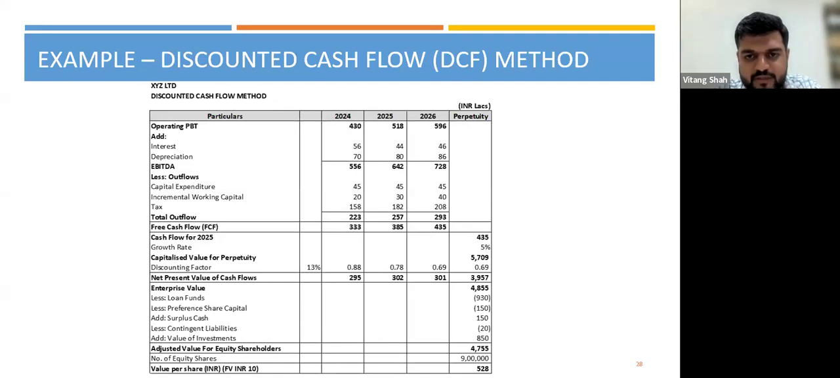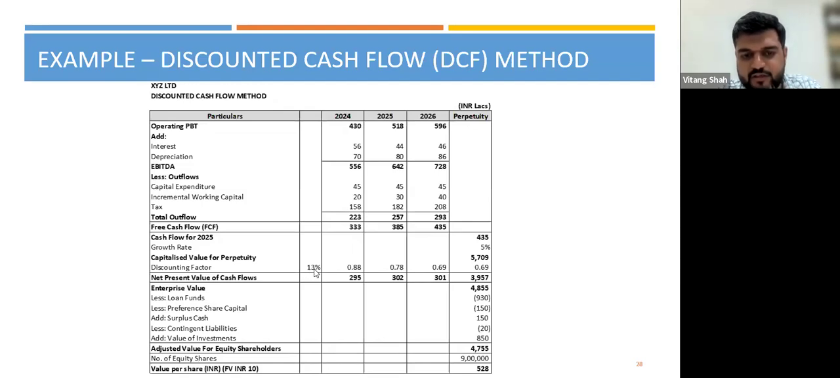How to calculate capitalized value of perpetuity? Can you please explain it once again? So if you are aware of the Gordon's growth formula, it states that the value is the cash flow of the dividend value, which you see over here. The cash flow for each year is 4.35 crores, 435 lakhs. You divide it by the WACC minus the growth rate, which is your perpetuity growth rate.